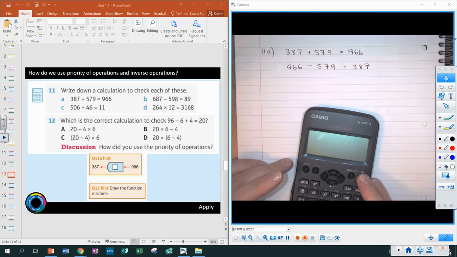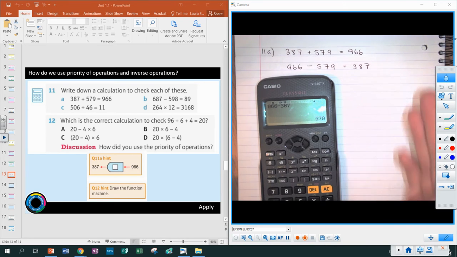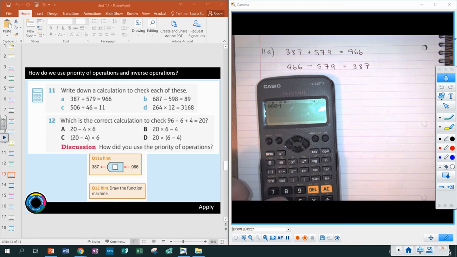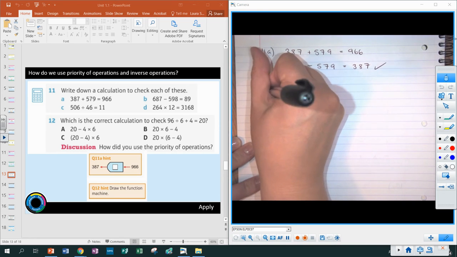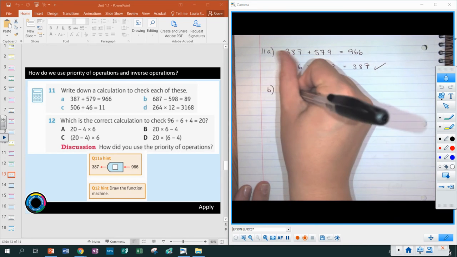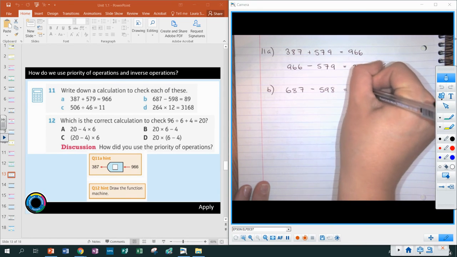I say we do check that. You can use a calculator. It did say you could. So we'll do 966 minus 387, which is 579. That's one way to do it. Or, as we wrote down, 966 minus 579 is equal to 387. So we've checked that, and that means that the original calculation was correct because it works when we apply the inverse. Part B says we have 687 take away 598, which is equal to 89.